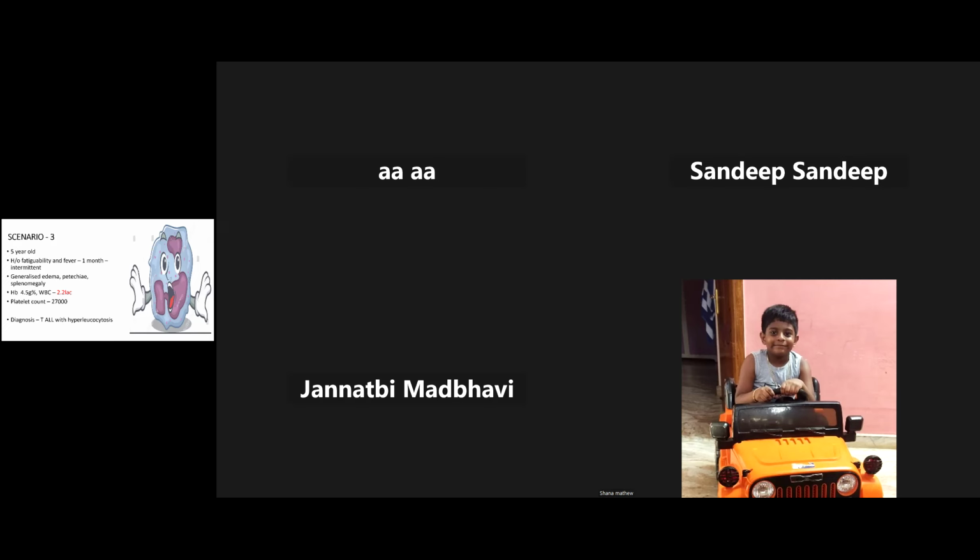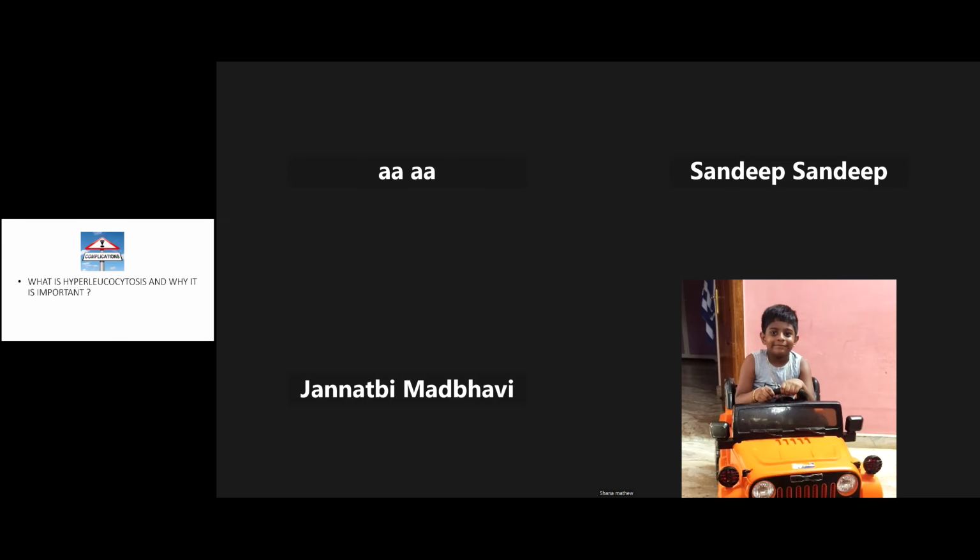On investigation, the hemoglobin is found to be 4.5 and the total count is 2.2 lakhs with the platelet count of 27,000. The diagnosis comes to be T-ALL with hyperleukocytosis. So in this scenario, the striking point is the total count. The normal count is 11,000 and this child has a count of 2.2 lakhs.